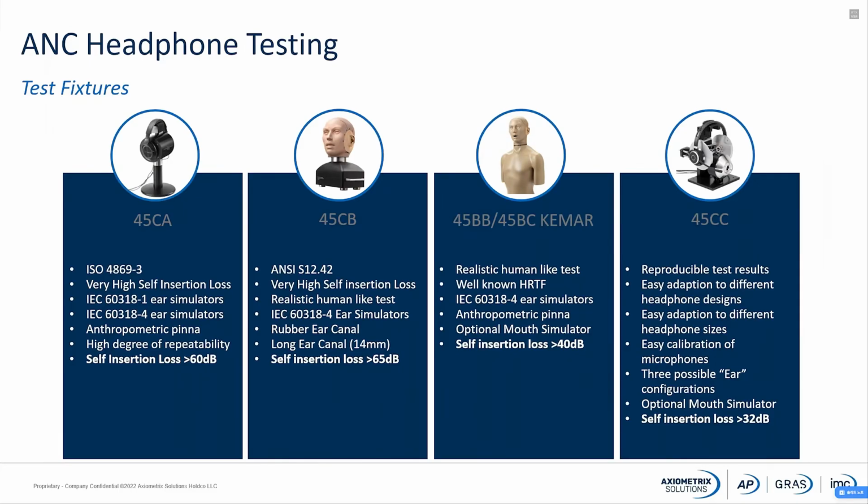Here I'm showing you 4 types of test fixtures from GRAS. The first one, the 45CA, is the most popular and most used test fixture for this type of measurement. This is the one recommended by the hearing protection standard, the ISO standard that we see here. It's perfect for this solution because it's small, but it also has a very high self-insertion loss. It's very massive and heavy. It has more than 60 dB of self-insertion loss. You can see all the self-insertion loss specifications on our website.